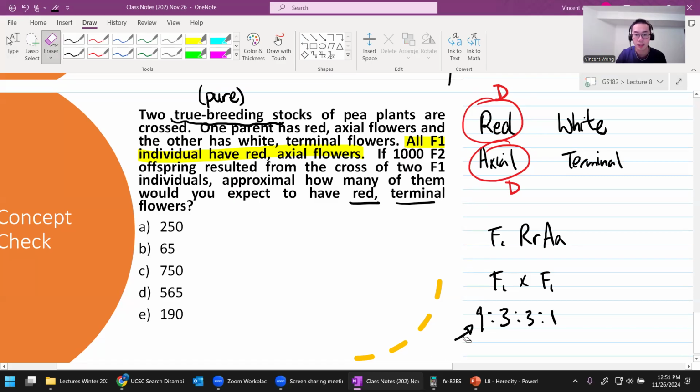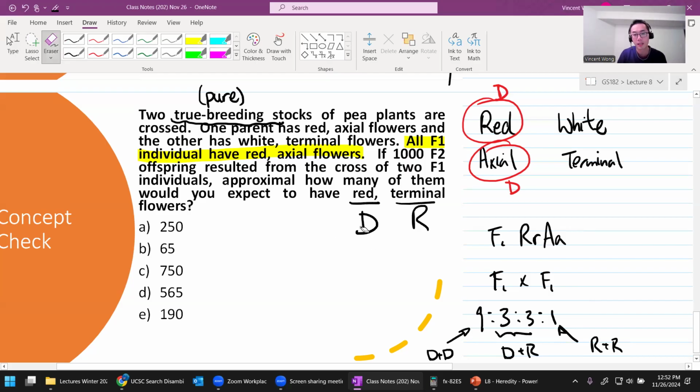Oh no, I am so sorry. I read it wrong. Okay, let's go one more time. You're asking for red, which is dominant, and terminal. Right? Terminal is recessive. So 9 is dominant, dominant. These are one dominant plus one recessive. Okay? Doesn't matter which order. And then the one at the end is recessive and recessive.